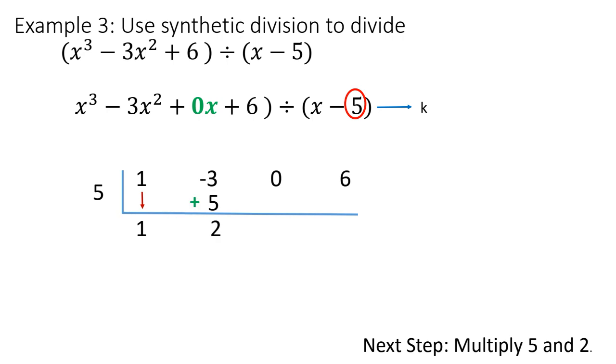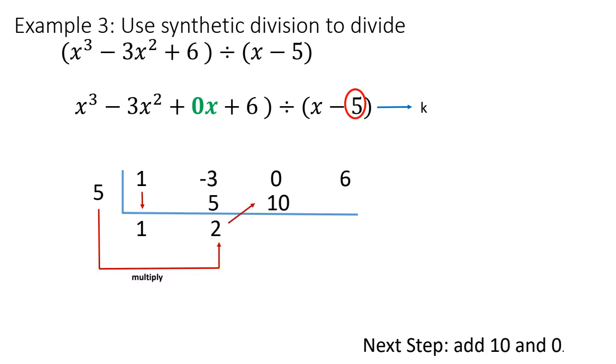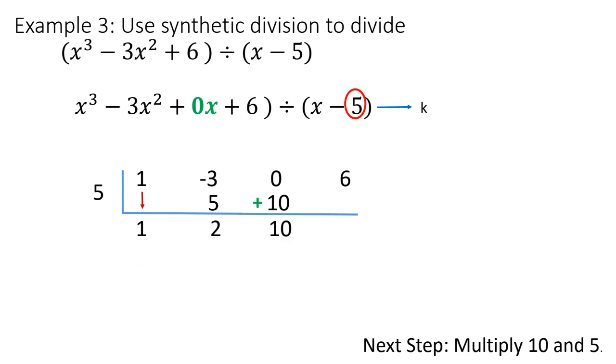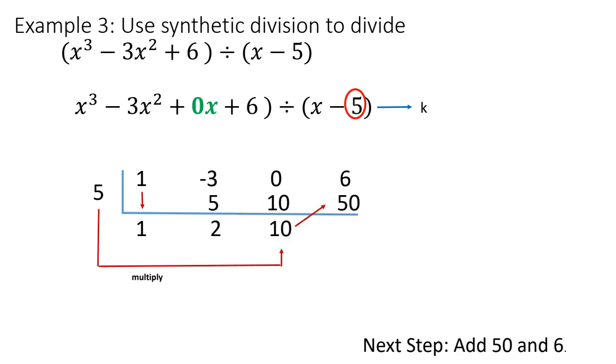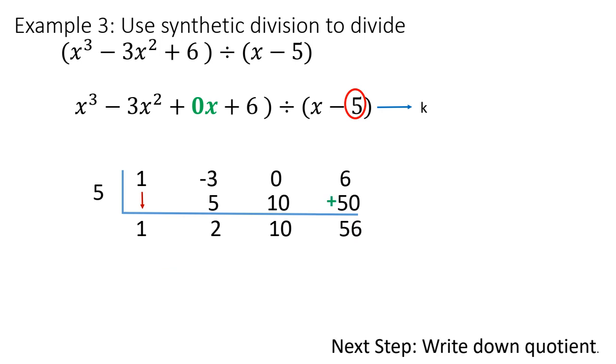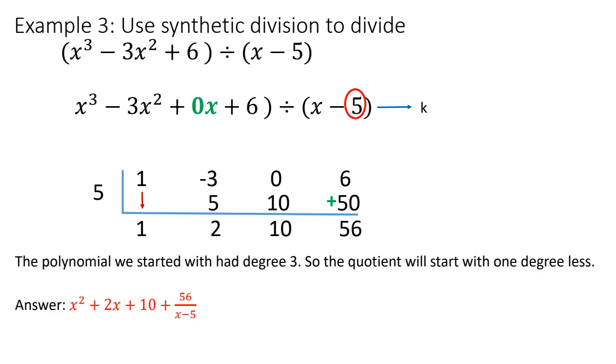5 times 2 is 10. 0 plus 10 is 10. 5 times 10 is 50. And 6 plus 50 is 56. Okay, so now our remainder is 56. It wasn't 0. It's okay. So let's go ahead and write our quotient. Our quotient is 1 degree less than our dividend. So it's 1x squared plus 2x plus 10, which is my constant, plus the remainder, which is 56, divided over my divisor, the x minus 5.